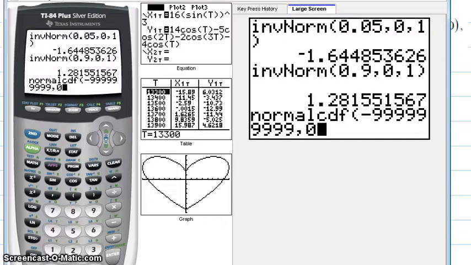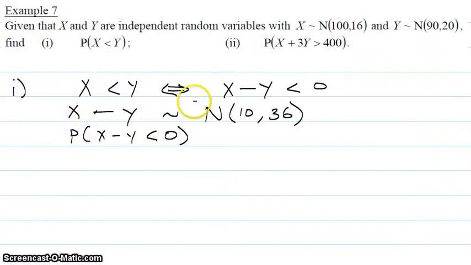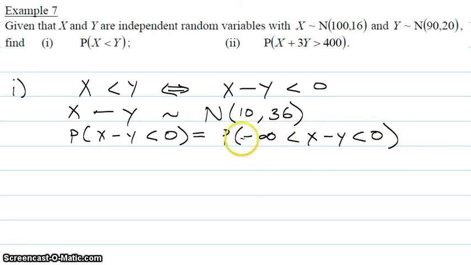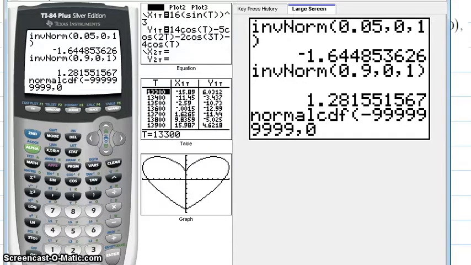This is really the same thing as saying the probability that minus infinity is less than x minus y is less than 0. So we're looking for things between minus infinity and 0. That's why we've keyed in those two values. Then our mean is what? Well, our mean was 10, and our variance was 36. So we have to be careful here. The variance was 36, but the GC asks for the standard deviation. The standard deviation is the square root of the variance, which is just 6.